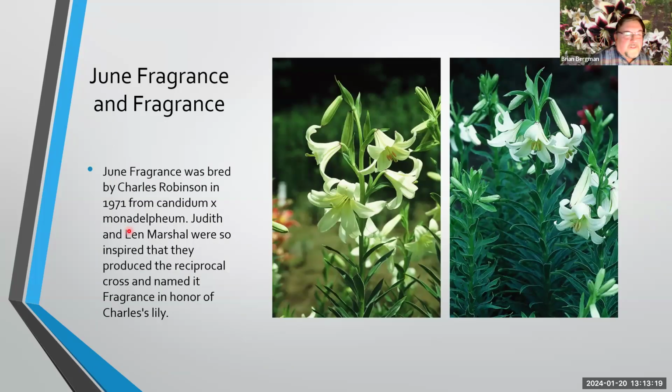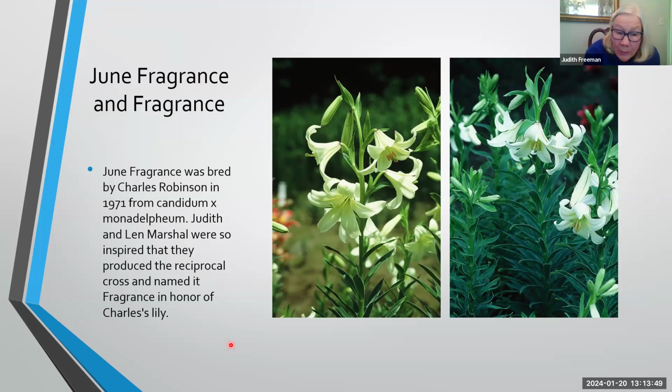One of the first hybrids was June Fragrance, and then there was Fragrance. You want to go over this, Judith? Okay, Charles Robinson was in our round robin, and he was a wonderful hybridizer. There are a group of us who are interested in these, and we kind of spurred one another on. But he was for sure the first person to cross candidum with monadelphum, and you can see it's a soft cream yellow.